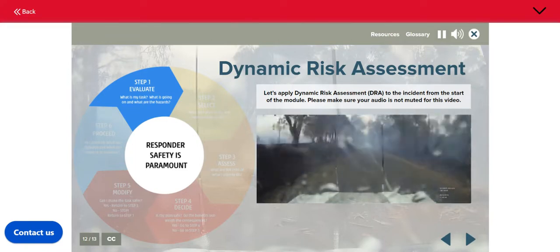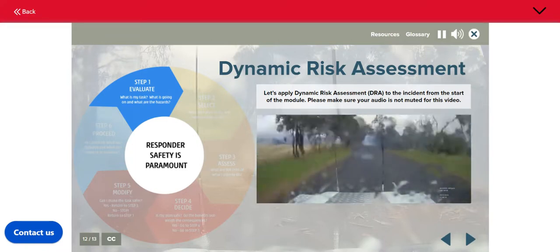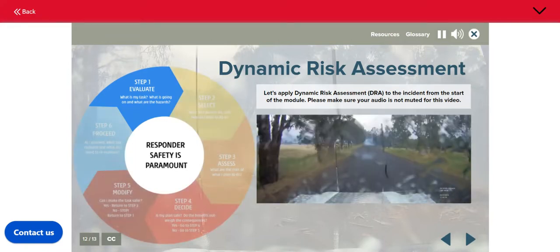Now, let's go back to the beginning. Step 1. Evaluate. What is my task? To drive down the road towards a fire. What is going on and what are the hazards? We are driving to an area with an active fire, with trees either side of the road. Has the area been assessed for tree hazards?